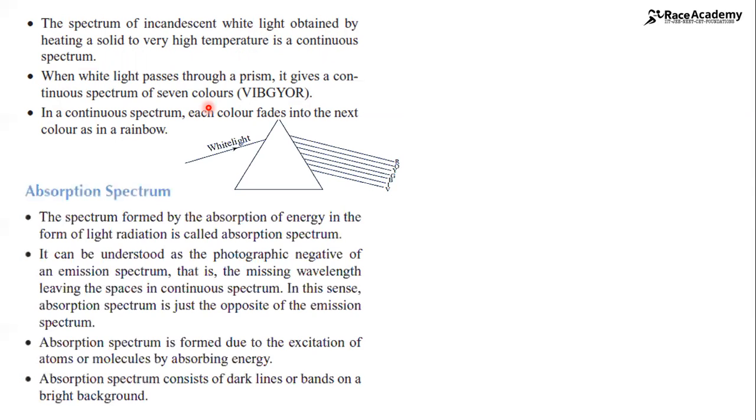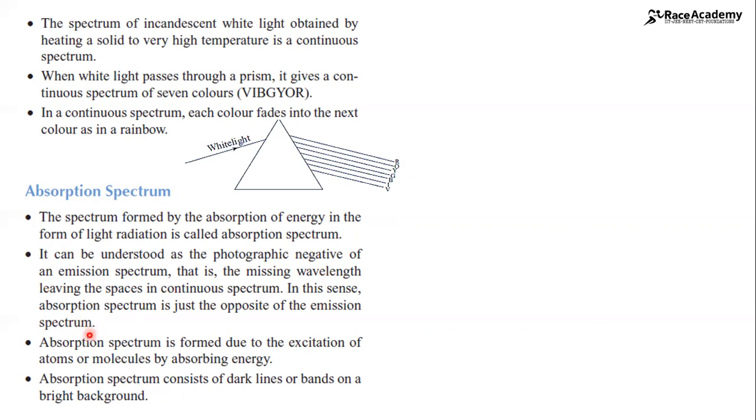Next, absorption spectrum. The spectrum formed by the absorption of energy from light radiation is called absorption spectrum. We can understand it as the photographic negative of an emission spectrum. That is, missing wavelengths, leaving spaces in a continuous spectrum. So in this sense, absorption spectrum is just opposite to that of emission spectrum.